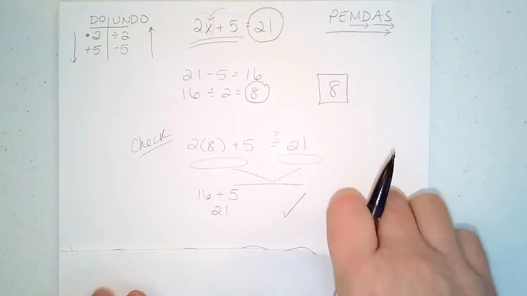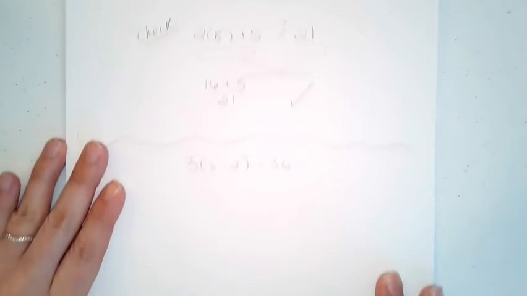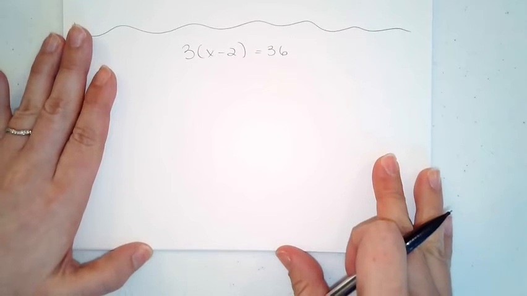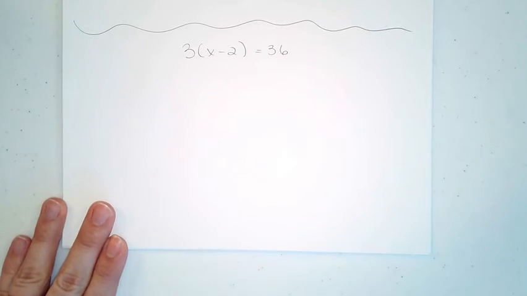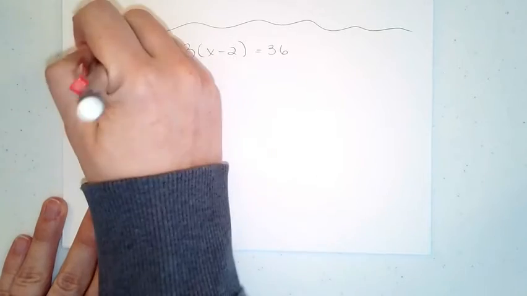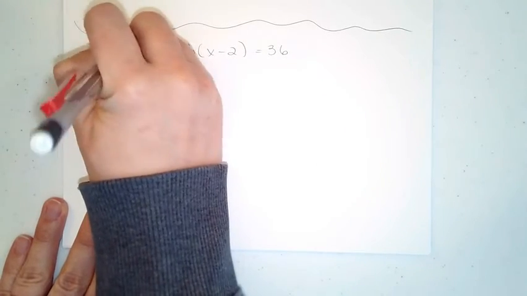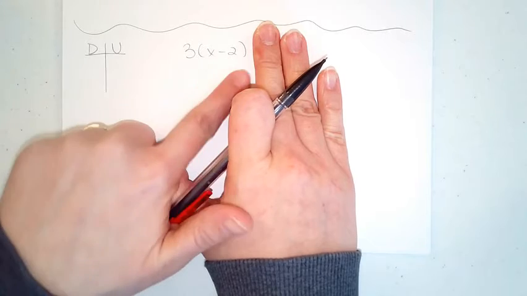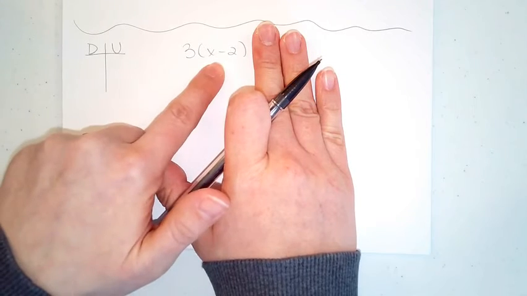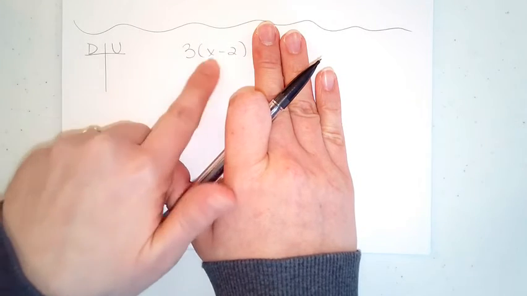Okay. Now, what about if we have a problem that has distributive property in it? So this is one that kind of confuses people sometimes, right? So if we look at this, we're going to think of our do, undo, okay? And so I'm ignoring this side for right now, but if I think about what I would do, well, you might think, well, first I would do parentheses, right?